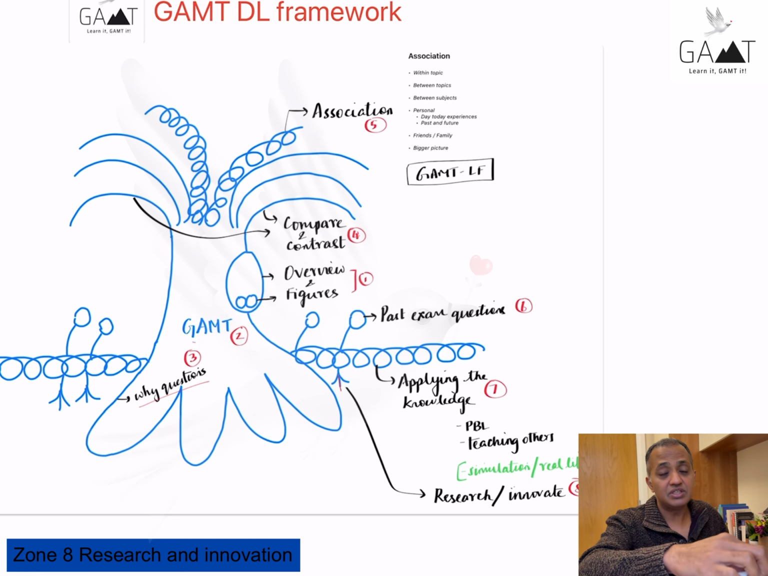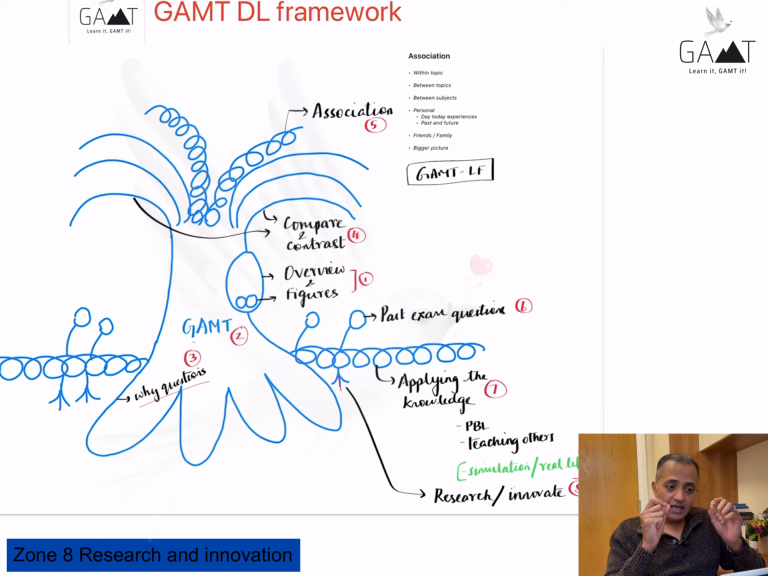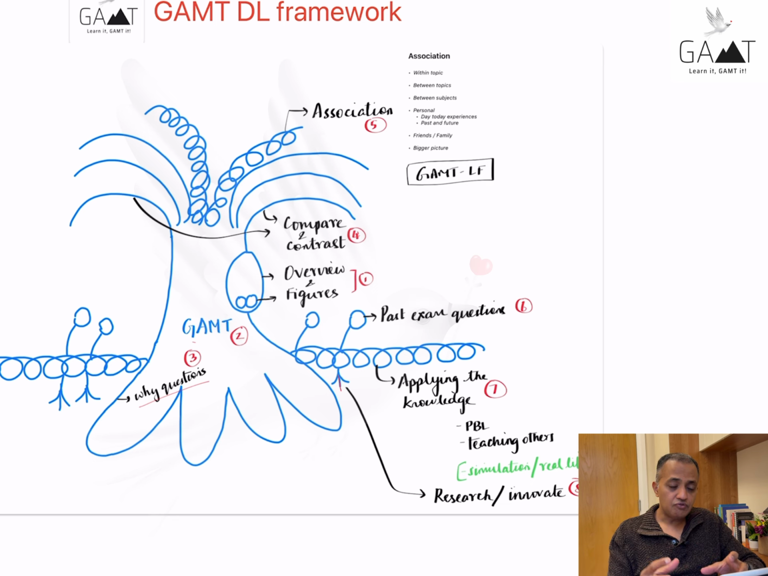So that's the GAMT DL framework. In short, the GAMT DL framework is a deep learning framework that allows you to engage in deep learning and higher order thinking in any topic you learn, and you're going to learn like a genius, right? And you can master the topic at the end of it. This is what the GAMT DL framework looks like.